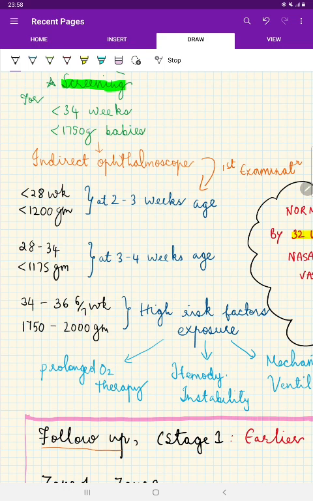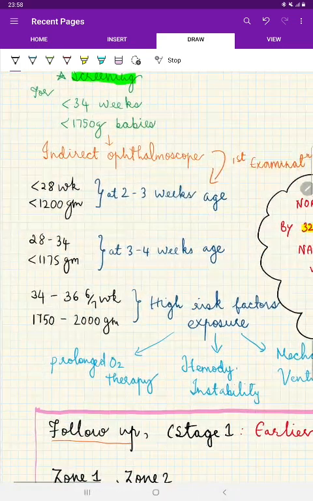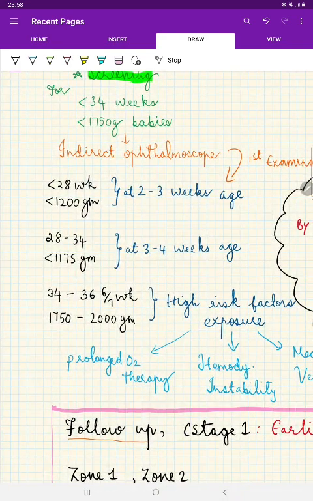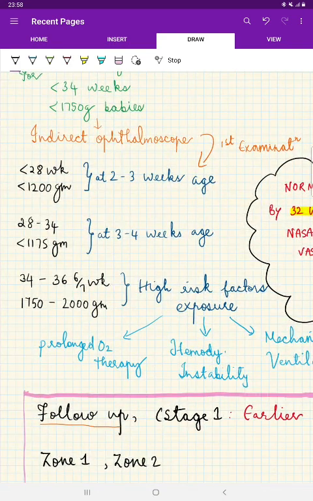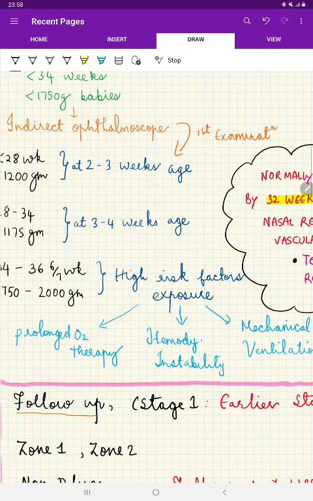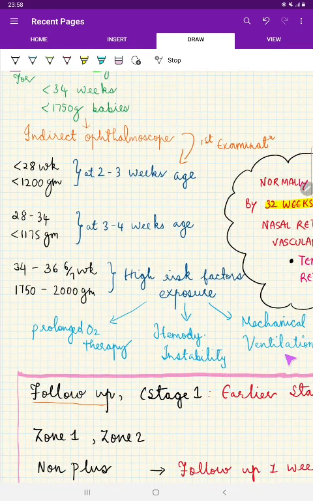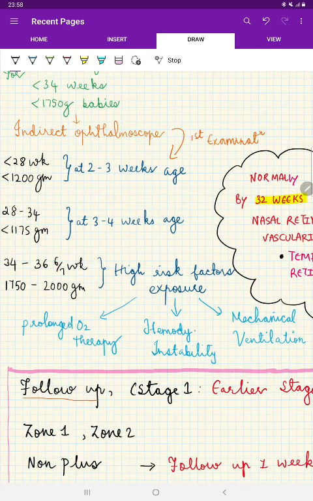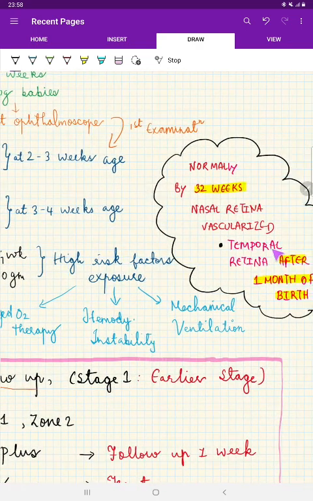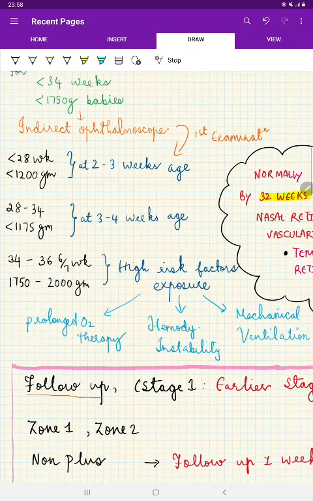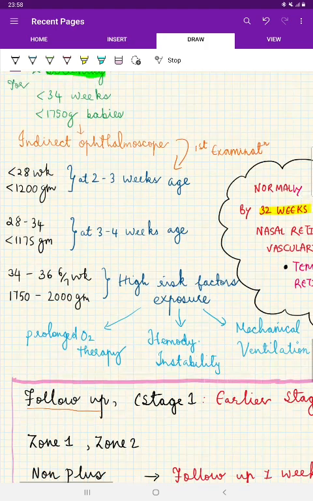See, we know after 34 weeks, basically after 32 weeks, the vascularization of the retina on the nasal side is okay. But then we need to screen. Why? Because if the baby is high risk, with high risk factor exposure, that is prolonged oxygen therapy, hemodynamic instability, that is shock, acidosis, mechanical ventilation, then it can have the risk of ROP. But the majority of the time it can regress, but still we need to screen. Okay, that is the idea, because even the temporal retina is going to vascularize 1 month after birth. So you need to screen. ROP screening of the neonates is very important.